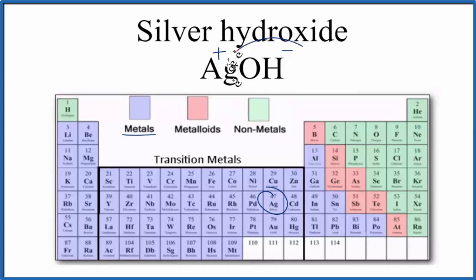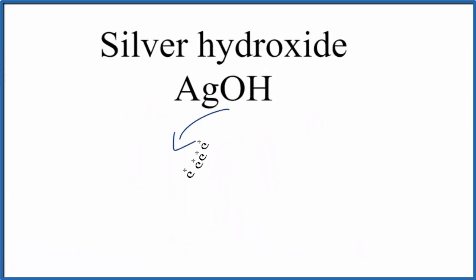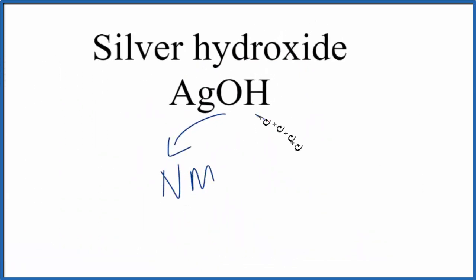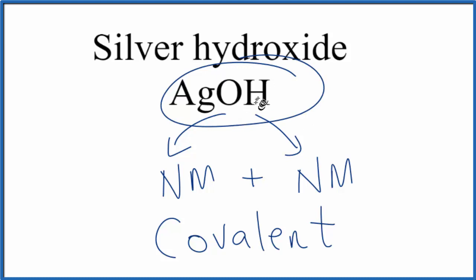Let's talk about the hydroxide ion for just a moment. So we said oxygen, that's a nonmetal, and then hydrogen is also a nonmetal. When we have a nonmetal bonded to a nonmetal, that gives us a covalent compound, also called a molecular compound. So overall, silver hydroxide is an ionic compound. But within that, we have this hydroxide, and the bond between the oxygen and hydrogen, that's going to be covalent.